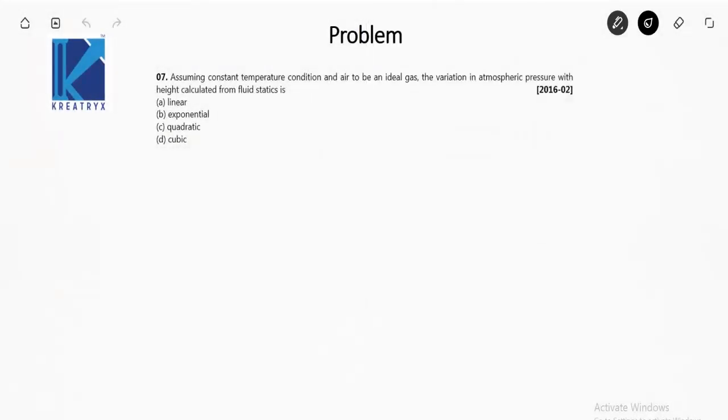Assuming constant temperature condition and air to be an ideal gas, the variation in atmospheric pressure with height calculated from fluid statics is... According to fluid statics, can I write dp by dz is equal to minus rho g? Here z represents height. So dp by dz is equal to minus rho g.